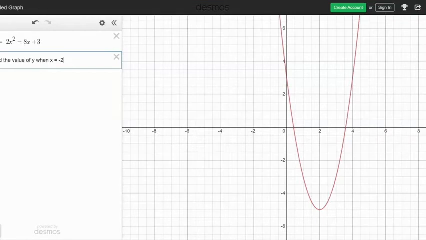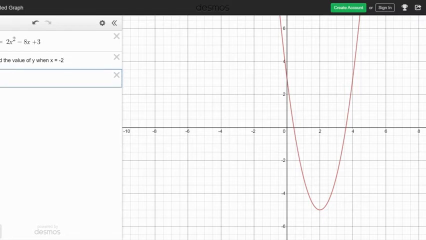And review a little bit of domain and range. So let's say I'm taking a look at this equation I have over here on the left side: y equals 2x squared minus 8x plus 3. Let's say I want to fill out a table. And the first thing I want to know is the y value when x is -2.